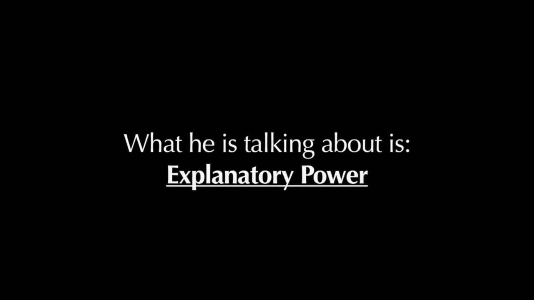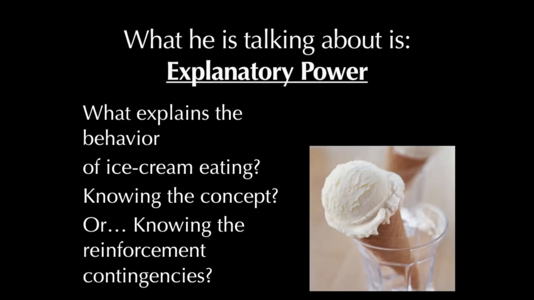This structure of reward is what Skinner refers to by reinforcement contingencies. What is Skinner talking about? Why doesn't he like concepts? What he's talking about is that our arguments should have explanatory power. He says that concepts don't give us any additional explanatory power aside from just learning about the structure of rewards. So let me read this. What explains the behavior of ice cream eating? Knowing the concept or knowing the reinforcement contingencies?